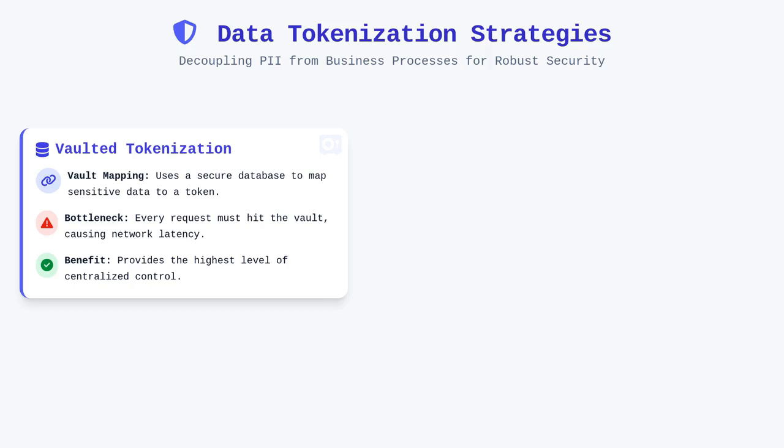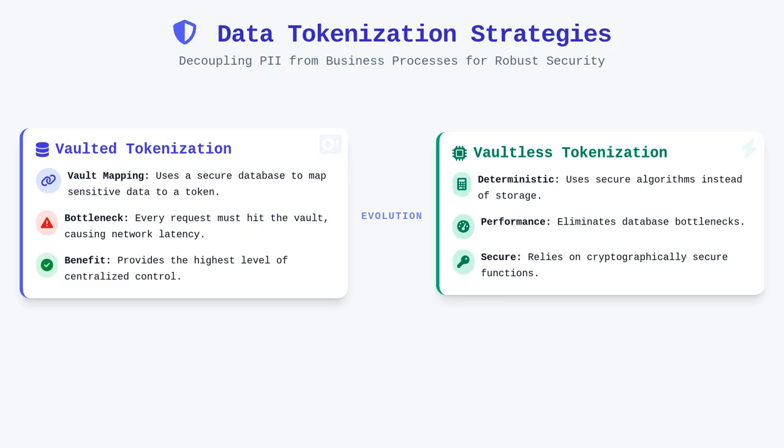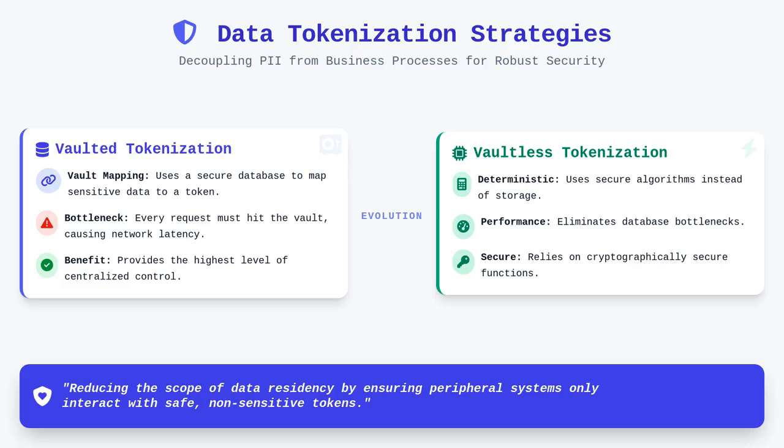To address these performance concerns, vaultless tokenization engines utilize algorithms that calculate tokens deterministically without storage, relying on cryptographically secure functions to map sensitive values. When we design these systems, we must ensure that the token translation server operates within a strictly defined network boundary. This server assumes the role of an authorization gate, determining who or what service is permitted to perform the detokenization process. By ensuring that peripheral systems interact primarily with these safe, non-sensitive tokens, we fundamentally reduce the scope of data residency requirements for those systems.